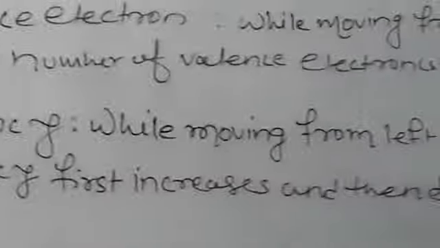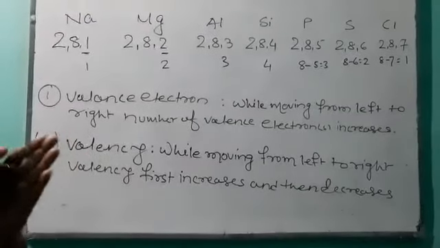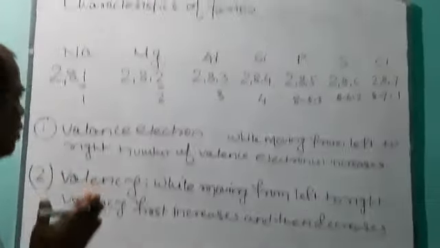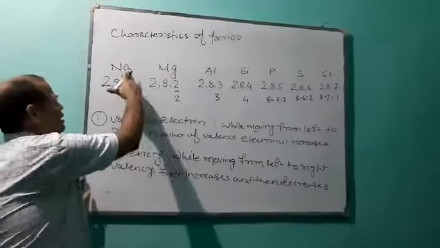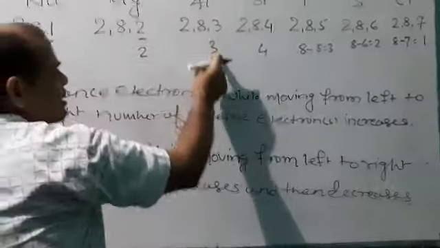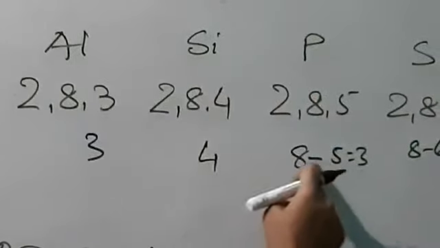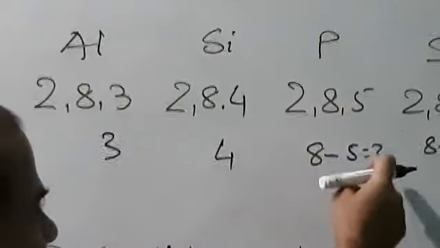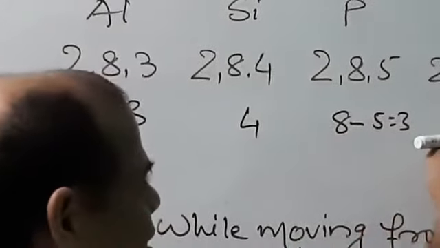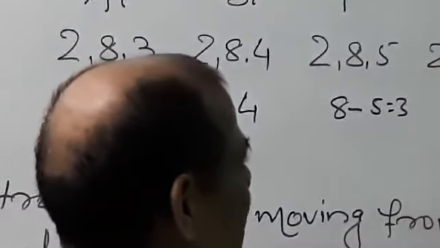Now, while we are talking about the effect of valency along the period. So as I said, you see that sodium has valency 1, magnesium has valency 2, aluminum has valency 3, silicon has valency 4, phosphorus has valency 8 minus 5, 3. So phosphorus has valency 3, sulfur has valency 8 minus 6, 2. So sulfur has valency 2, chlorine 8 minus 7.